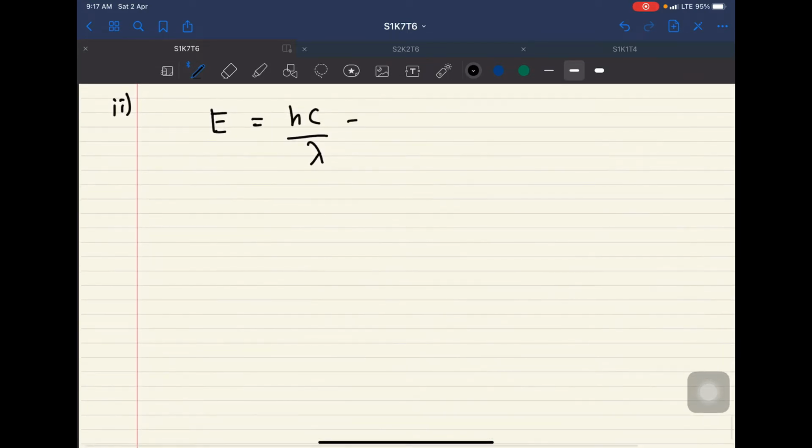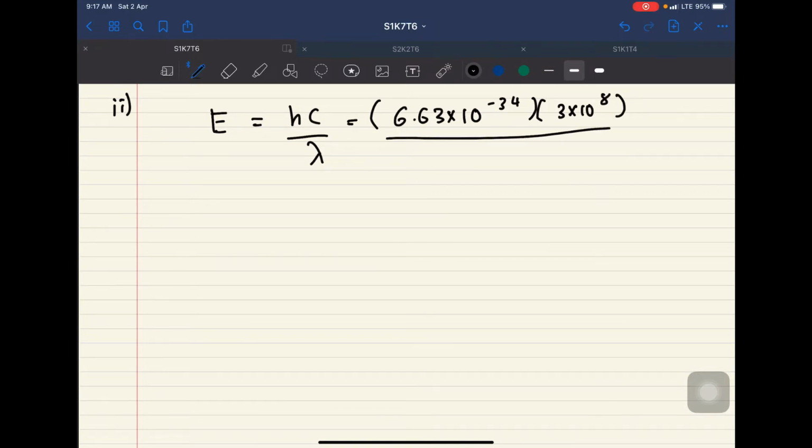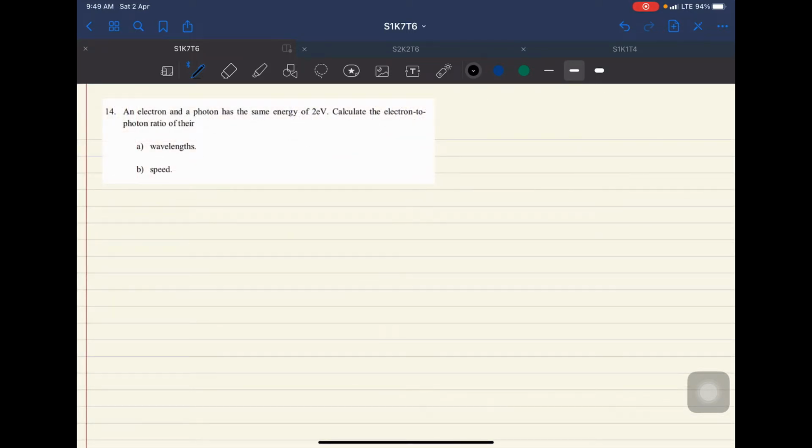So it will be 6.63 times 10 negative 34, 3 times 10 to the power of 8. This is the speed of light, divided by the required lambda, which is 1 times 10 negative 11. This one is 1.99 times 10 negative 14 joule.